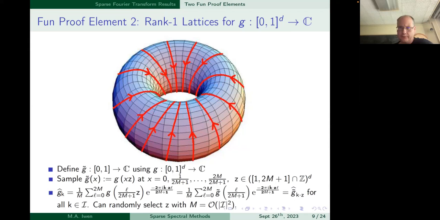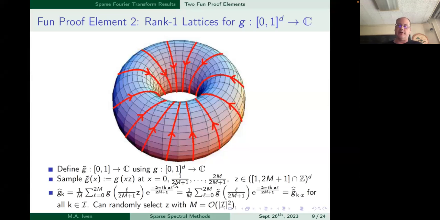So the way that this works in a picture is you have your function G defined on a D-dimensional torus, right? So we're going to wrap a path around the D-dimensional torus. This path's initial direction is going to be determined by a vector Z that we choose however we like. So that's what the Z is here. It's a vector with integer entries. And if I restrict my function G to its values on this path, I have a function G tilde, which is now a function of 1 variable, right?